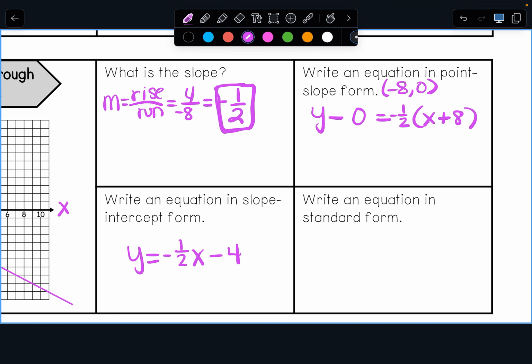Now, writing this equation in standard form is something that we're going to work on in another lesson, and it's going to be its own lesson, so we're just going to skip that part. All right, I think we're done.